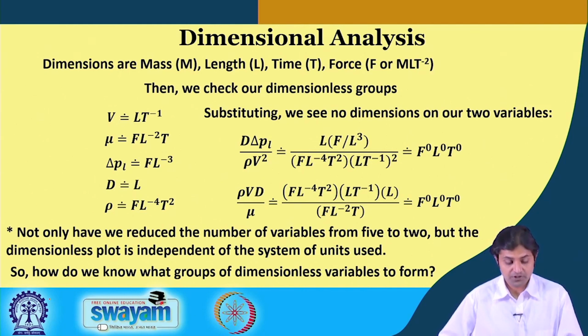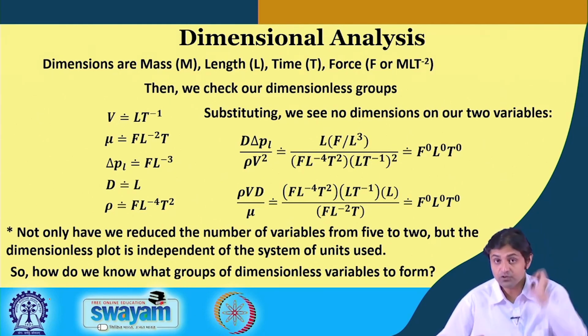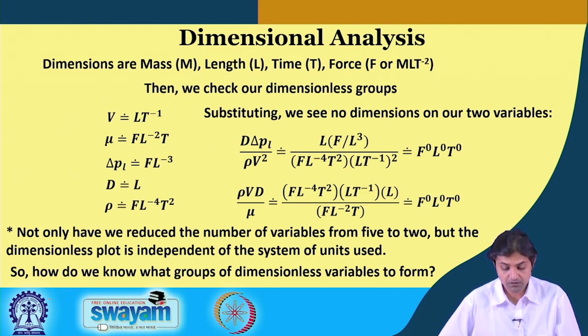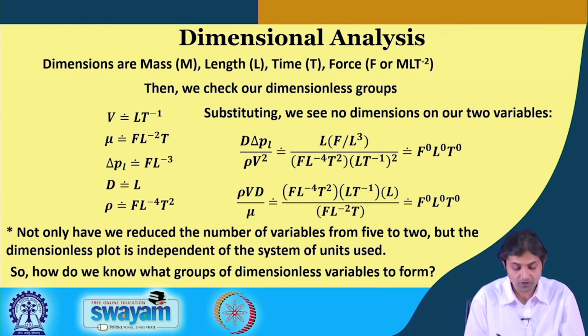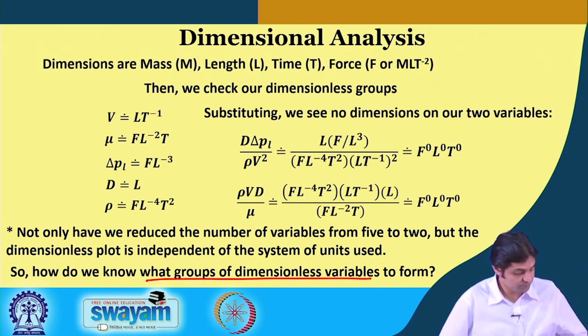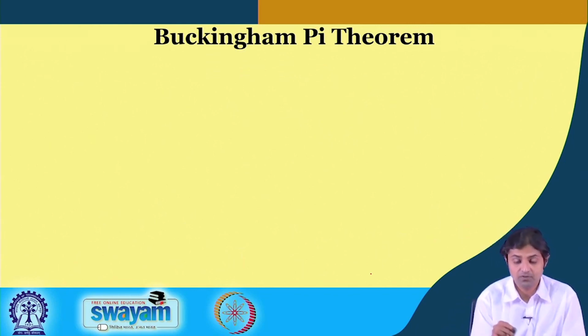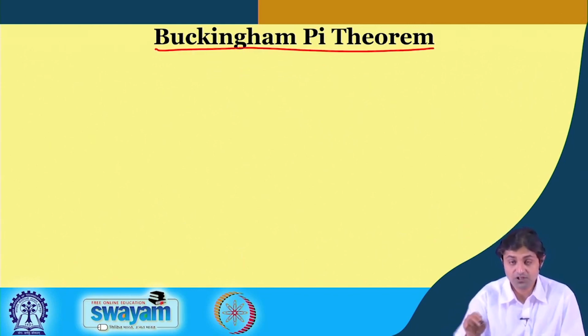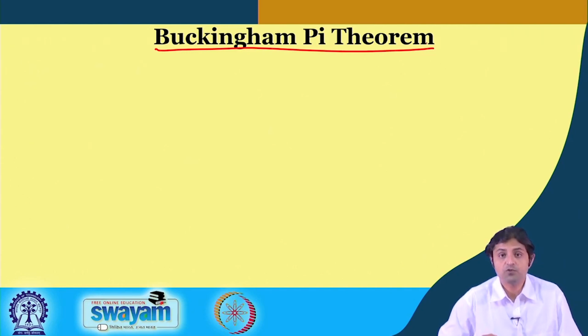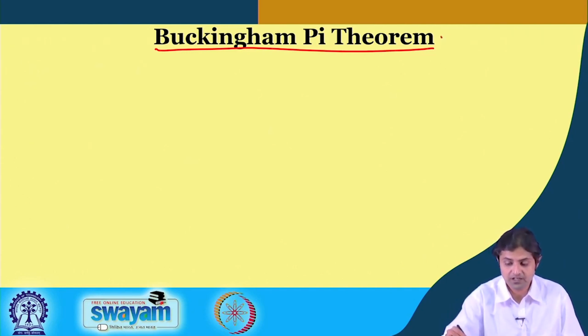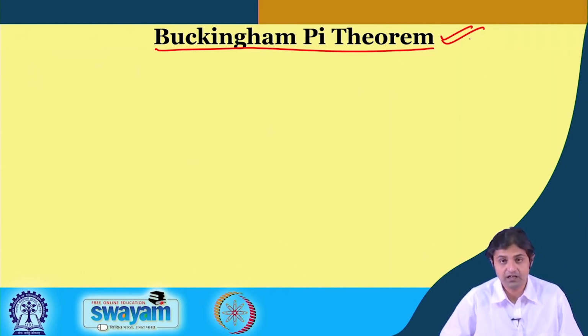So, the most important question is, how do we know what groups of dimensionless variable to form? This is quite an important question. We can form many groups, but what groups of dimensionless variable to form? And to answer that, we have a theorem called Buckingham Pi theorem, which forms the core of this module. So, please understand this theorem very carefully.